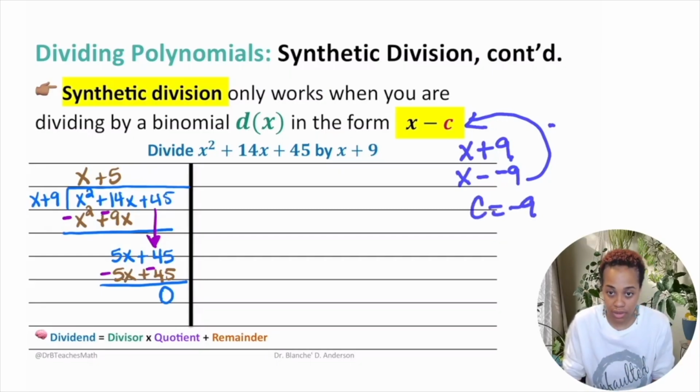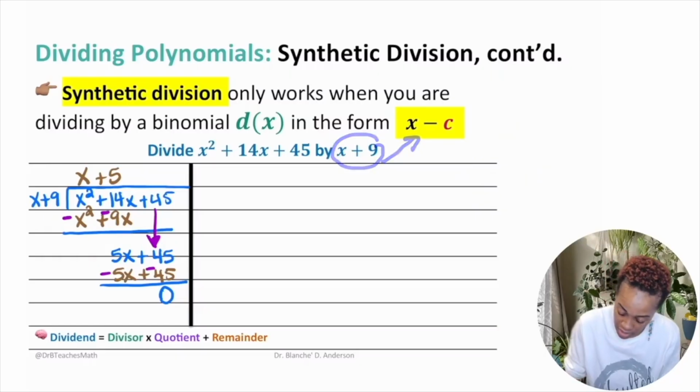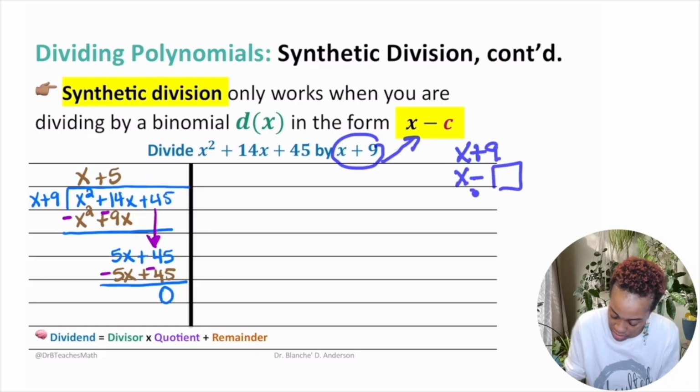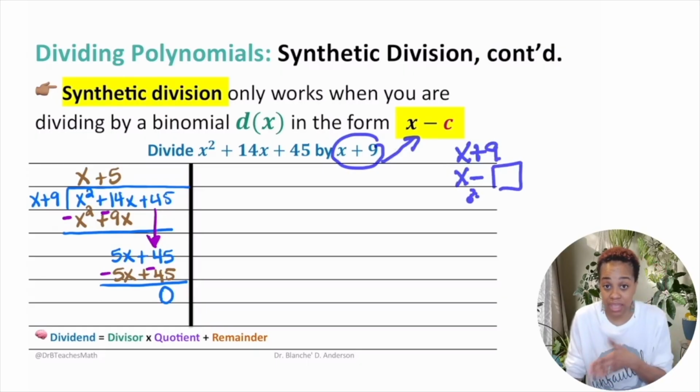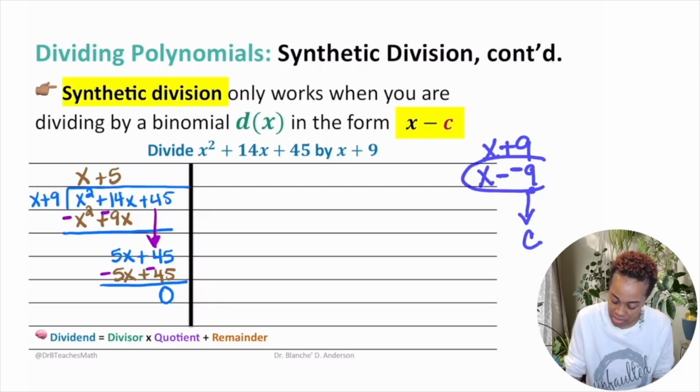Do y'all see that? In order for me to use synthetic division, this has to be written in that form. Right now I have x plus 9, but I need it to be x minus something. Well, in order for it to be equivalent, this has to be a minus 9. So x plus 9 is really x minus negative 9. And so this is my c, because I'm making this be in that form.